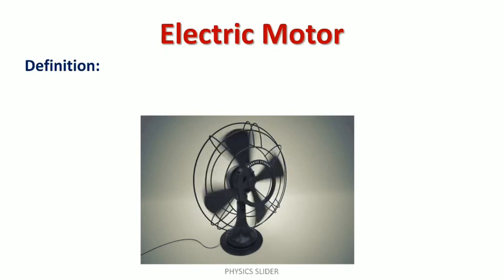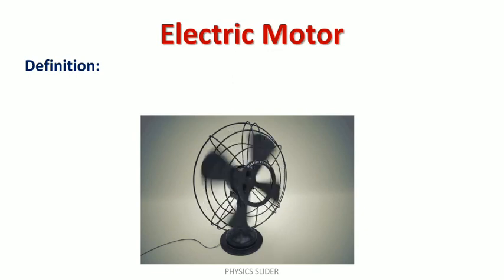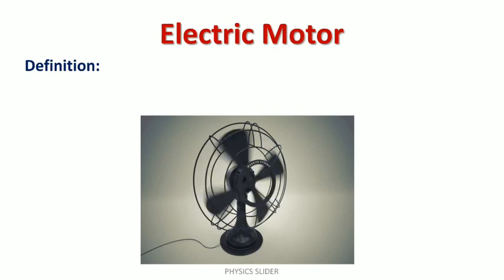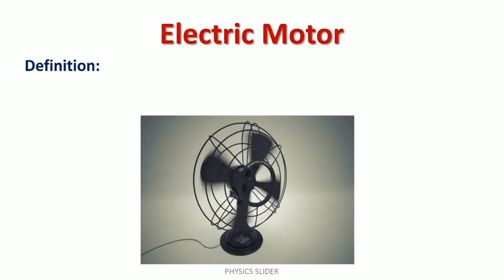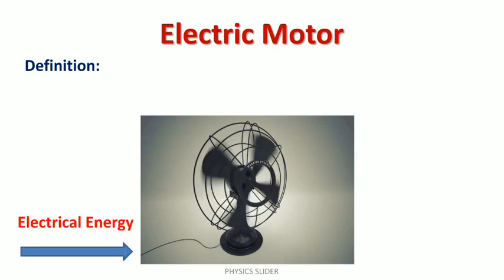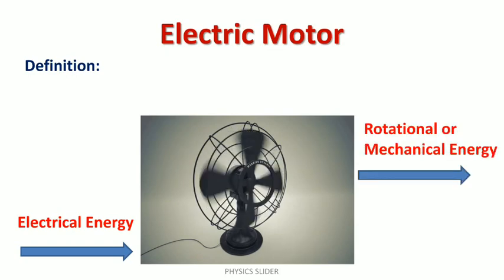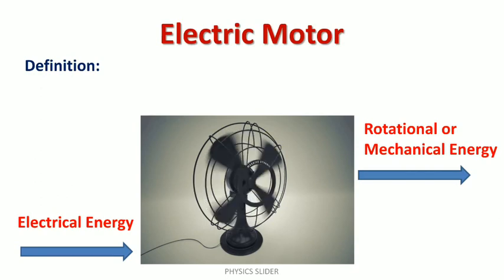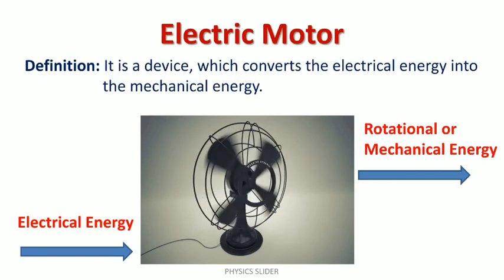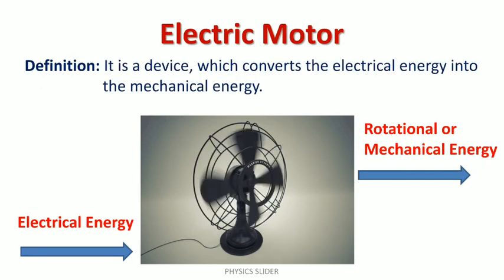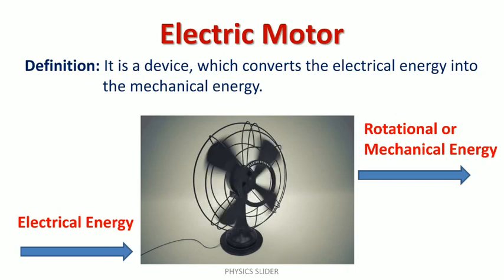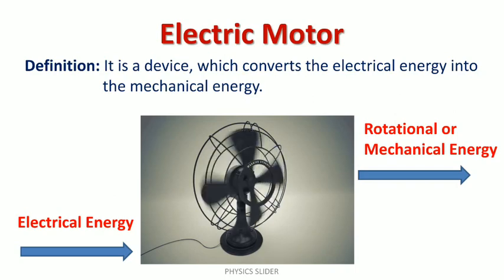So what are we doing? We are giving this fan, or the electric motor, electrical energy. We are providing it the electrical energy, and this fan or electric motor is converting this electrical energy into rotational or mechanical energy. So we can say that it is a device which converts electrical energy into mechanical energy.